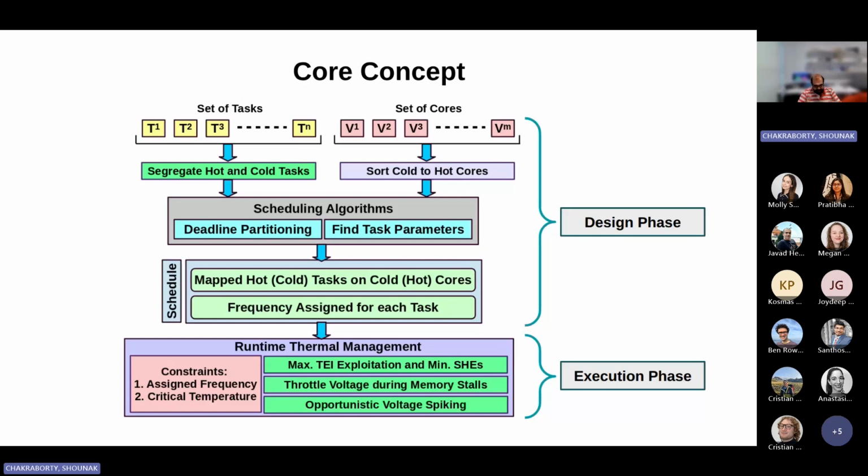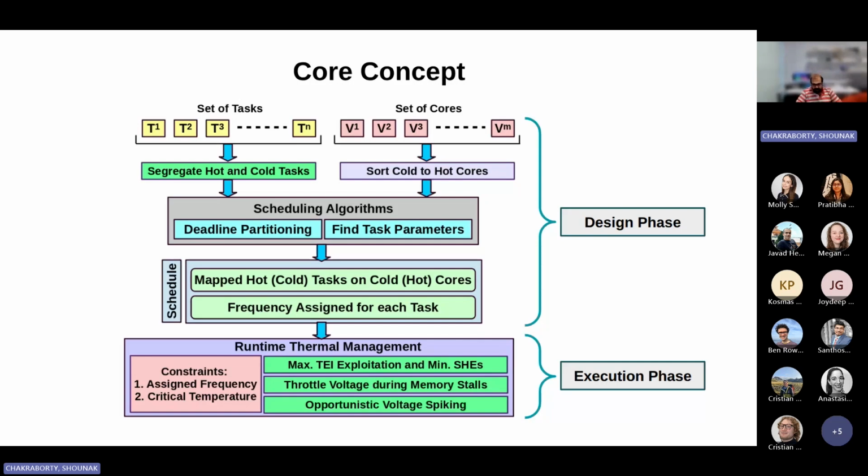However, our contribution lies in three different points. The first one is that we have tried to maximize the TI exploitation while minimizing the self-heating effects, and we have also throttled the voltage, or controlled the voltage, during memory stalls. That is, when your processor experiences a memory stall, it will stall for a while, and that stall will be used by reducing the supply voltage of the processor, so that the processor can save some amount of energy, or slow down, until your request comes back from the memory. Then the processor's voltage will be increased so that it can reach that specific frequency level.